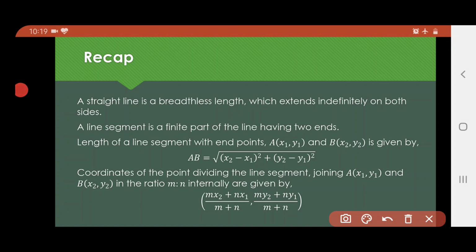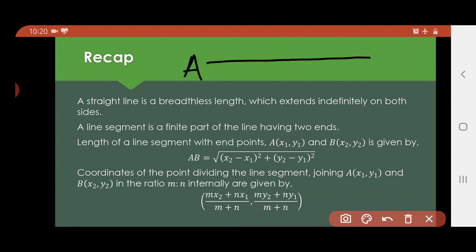So how does it look like? It looks something like this. If these are the 2 points which we already know, and the point C lies in between and divides the line segment in the ratio m is to n, then we have this formula. And then an external ratio looks something like this.